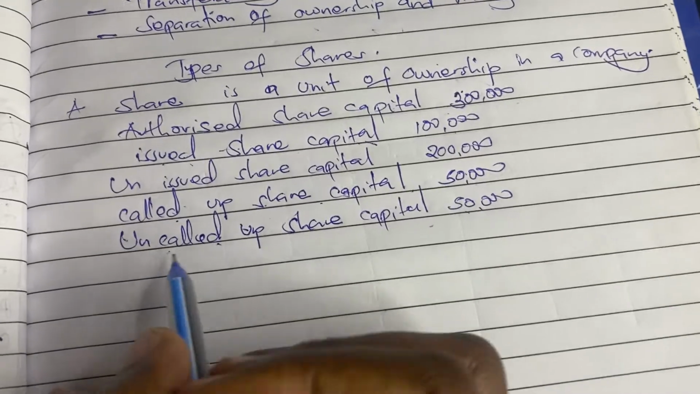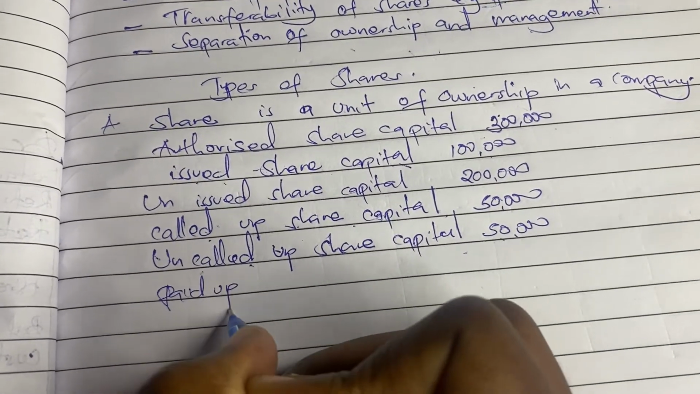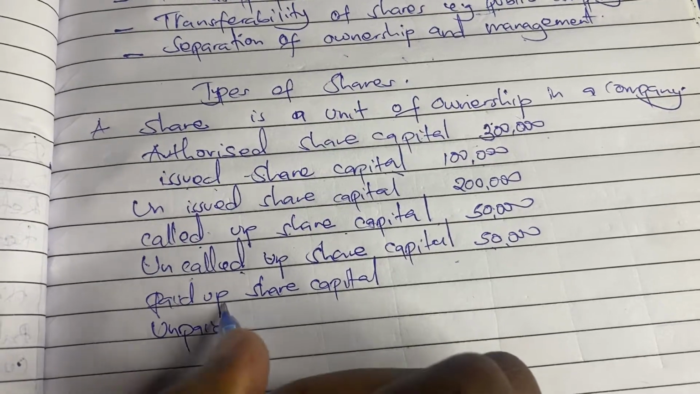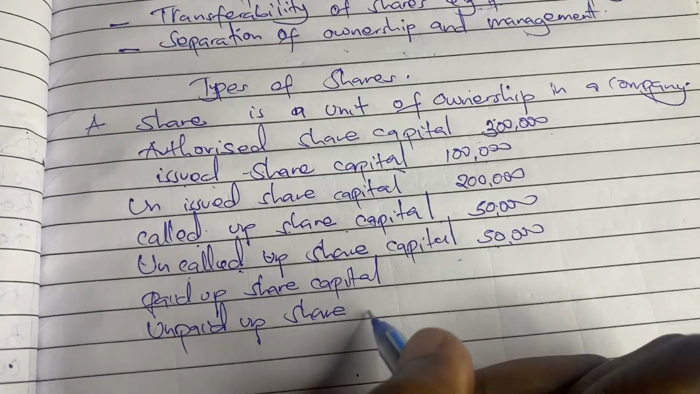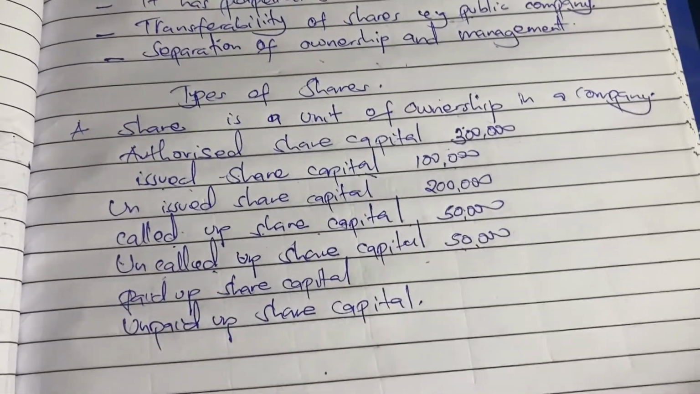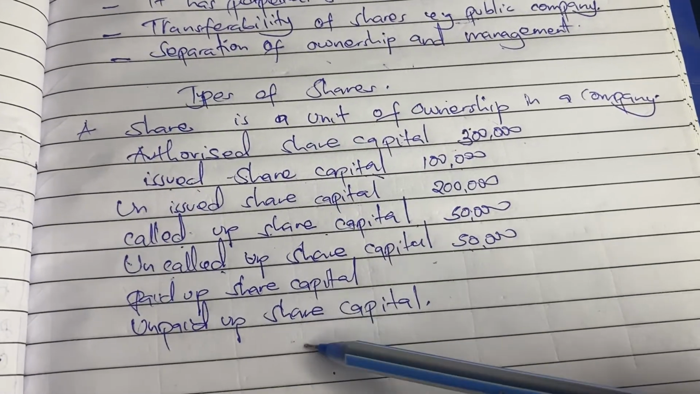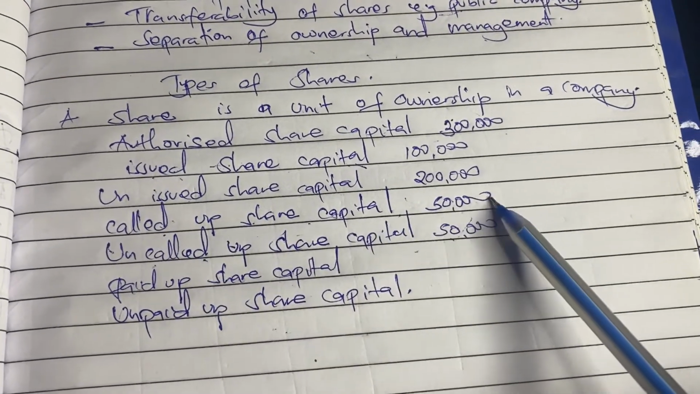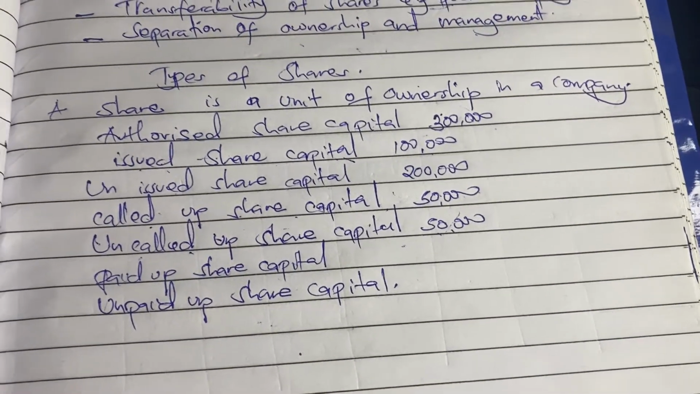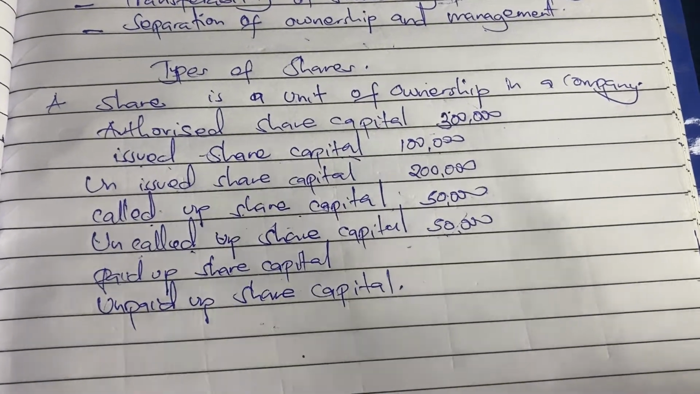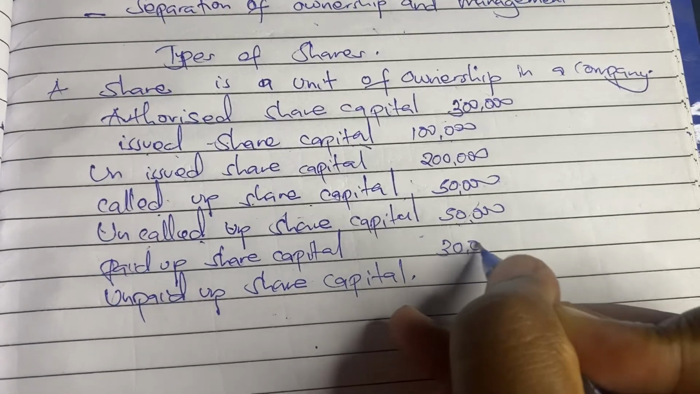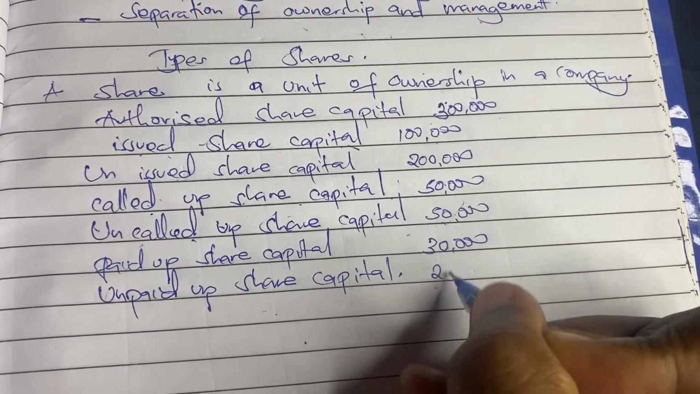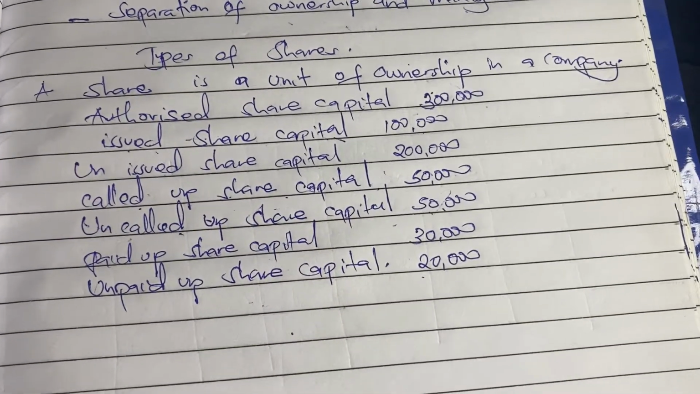Then we have the paid up share capital. Then the unpaid up share capital. So the paid up and unpaid up share capital, they make the called up share capital. So from the called up share capital, it's not a must that everyone will pay. So they can pay, like for 30,000 shares, and then the difference between the paid up and the called up becomes the unpaid up, like that.